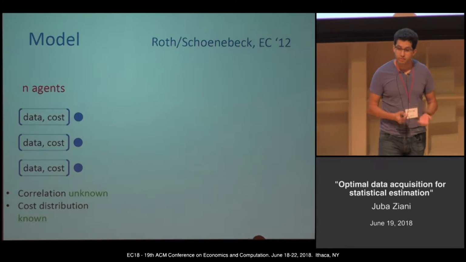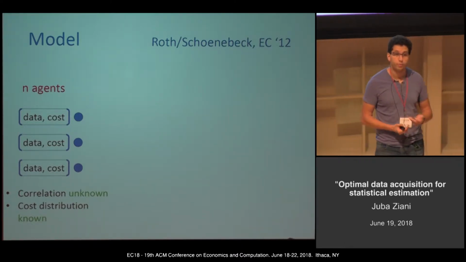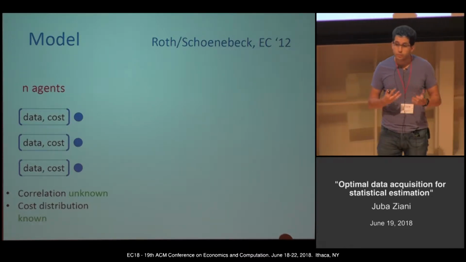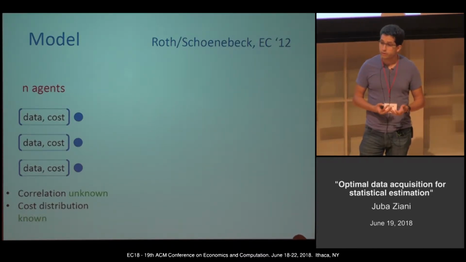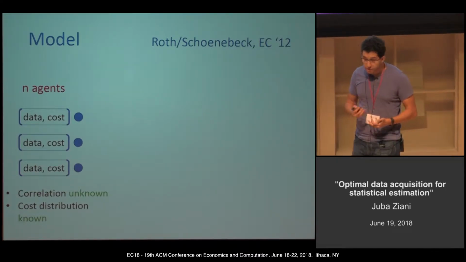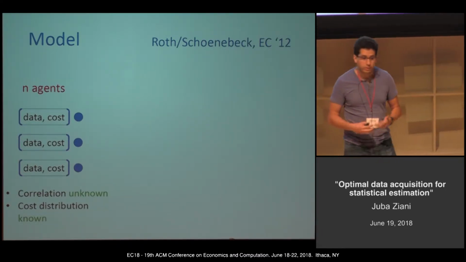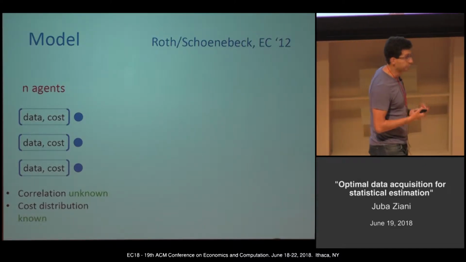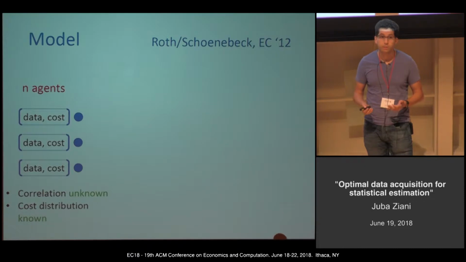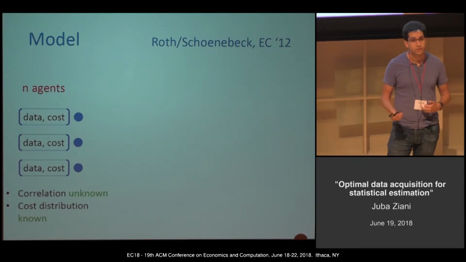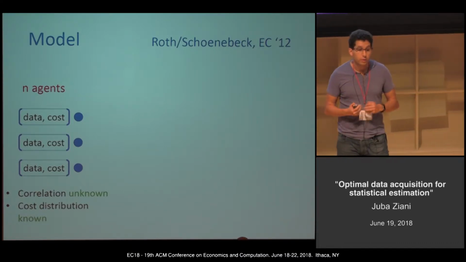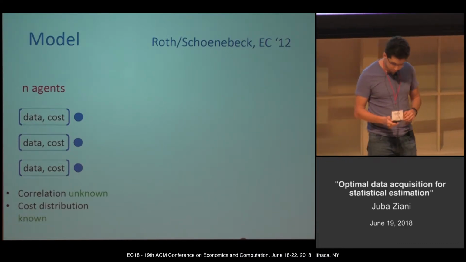Each agent has a data point and has a cost for producing or revealing this data point. And we assume the data and the costs are taken from a joint distribution. But this joint distribution is not fully known to the analyst. As I mentioned before, the analyst doesn't know the correlation between the data and the cost of the agents. However, we do make the assumption that the analyst knows the marginal distribution of costs.